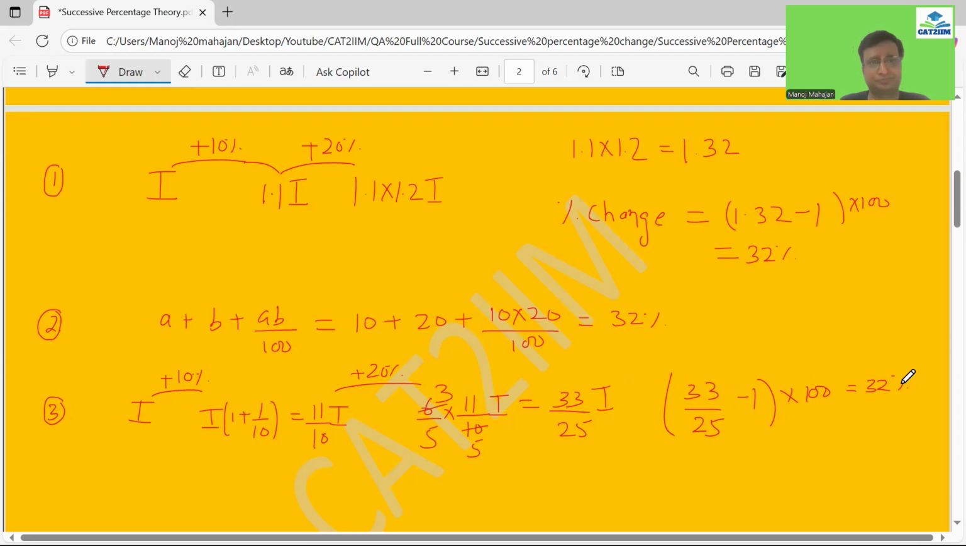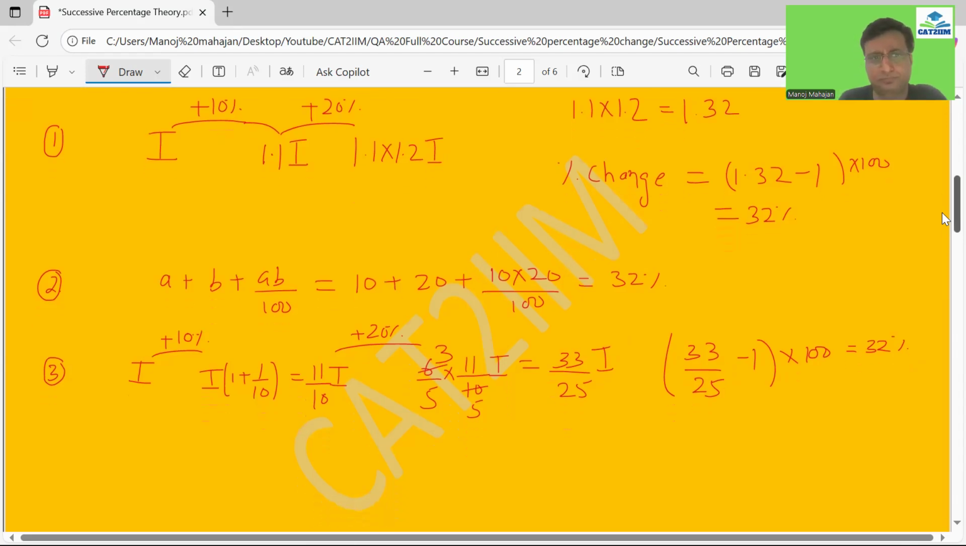Of course, we have done methods like 1 and 3 in the previous percentage class also. Today we have learned a new method, that is the second one, with the result a plus b plus ab by 100. We'll see where all we can use this result in a while.